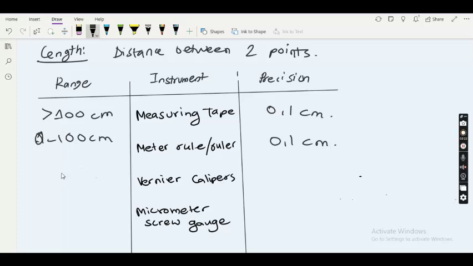Now for smaller objects such as 0 to 10 centimeter, it is often better to use a vernier calipers, and that's because the precision is higher at 0.01 centimeter. Now for very small objects around 2.5 centimeter, always use a micrometer screw gauge because this will give you the greatest precision of 0.001 centimeter.